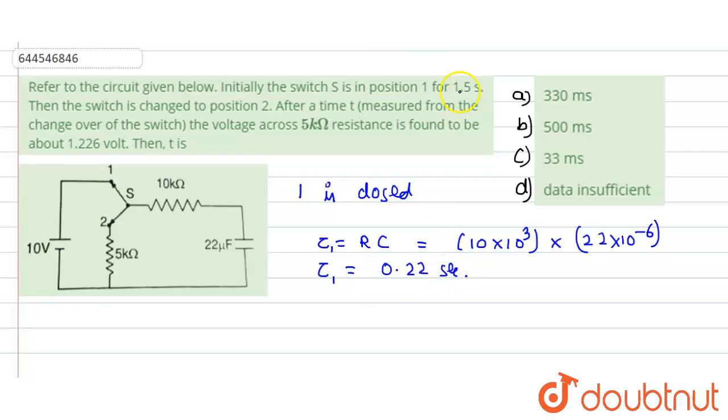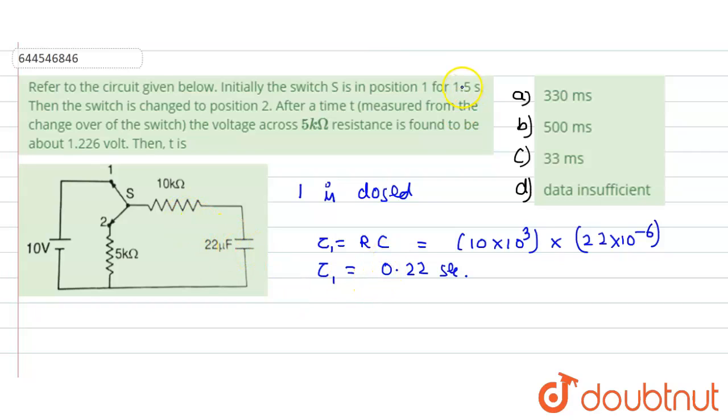Now for how much time is this switch closed? It is 1.5 second. That means if you just take the ratio, 1.5 divided by 0.22, it would turn out to be 6.8 times. Now the time constant is the time after which the charge reaches 63% of the maximum value. So we can sufficiently assume that this capacitor is fully charged for this situation.